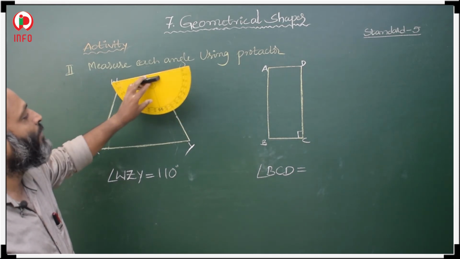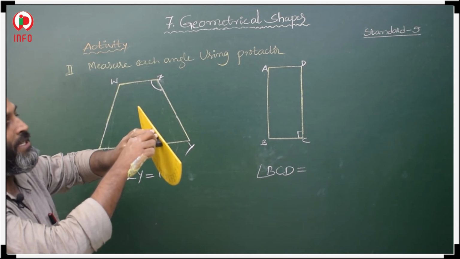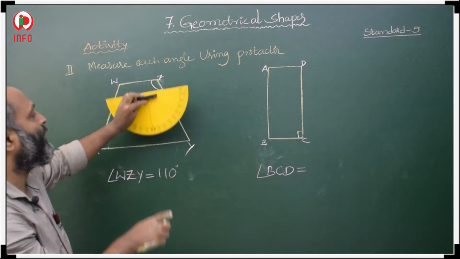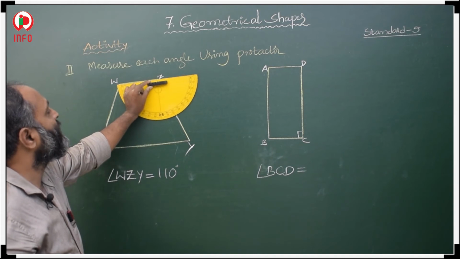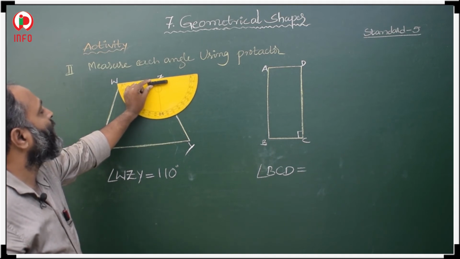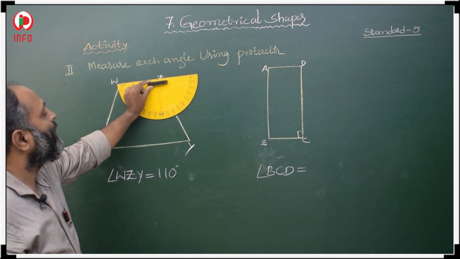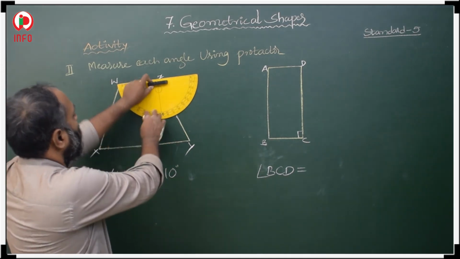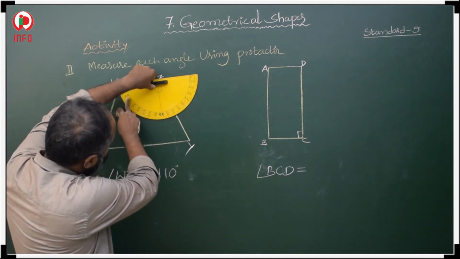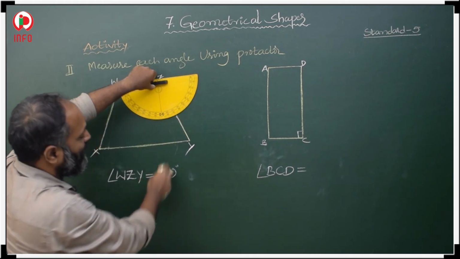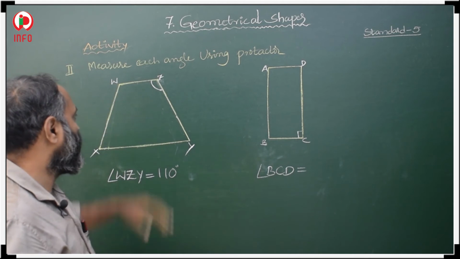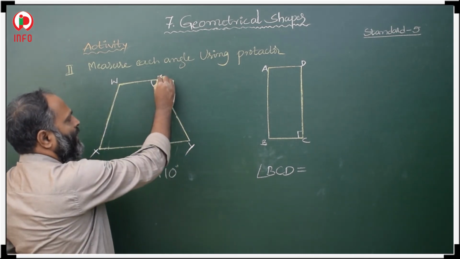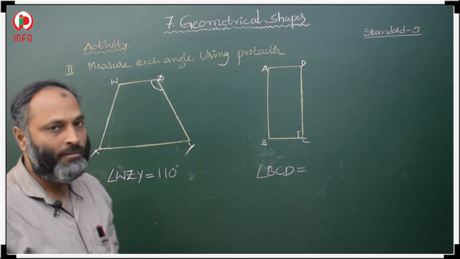First we have to keep the center point, this intersection point, on Z, and this line should coincide with WZ. Then after that you have to count and check your angle. From 0 to here is 110, it means 110 degrees. Angle WZY is 110 degrees.